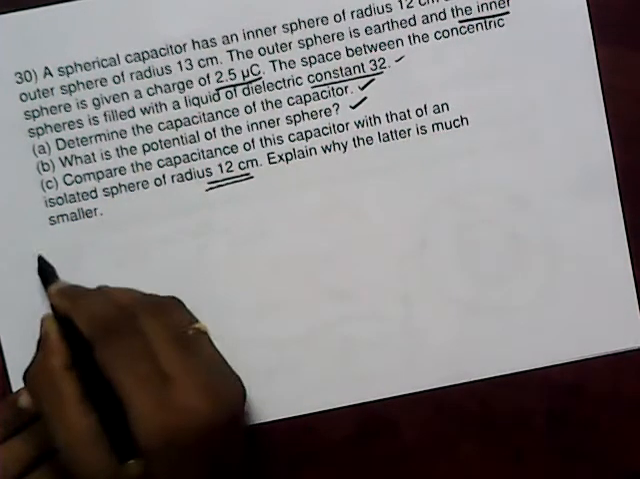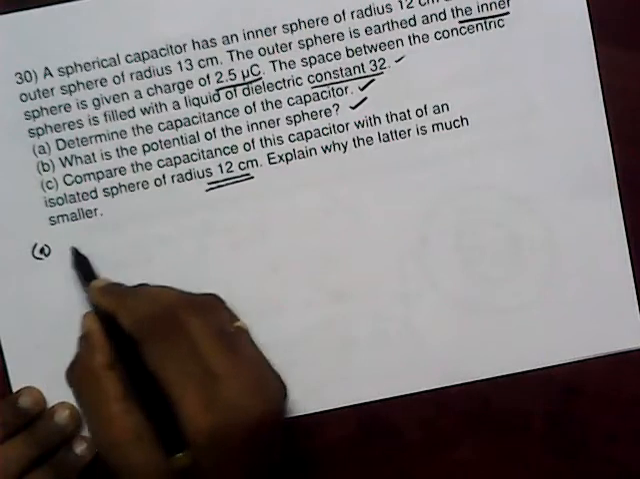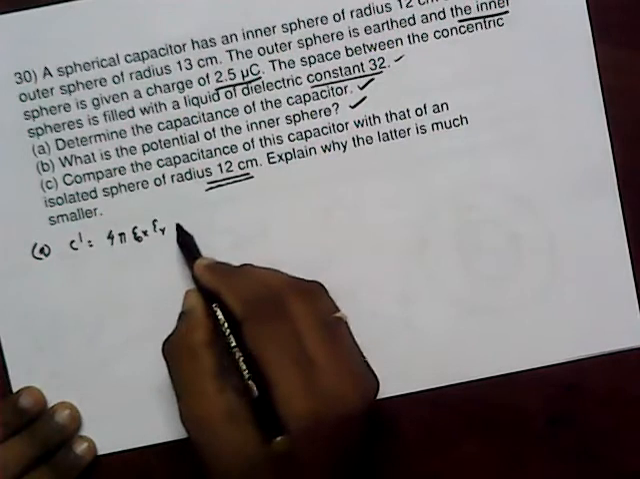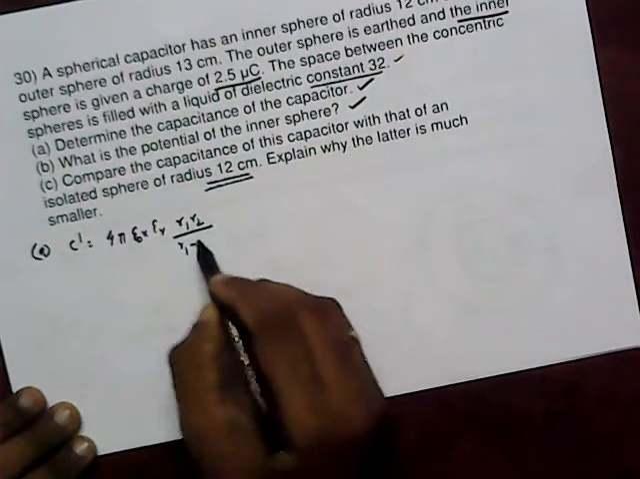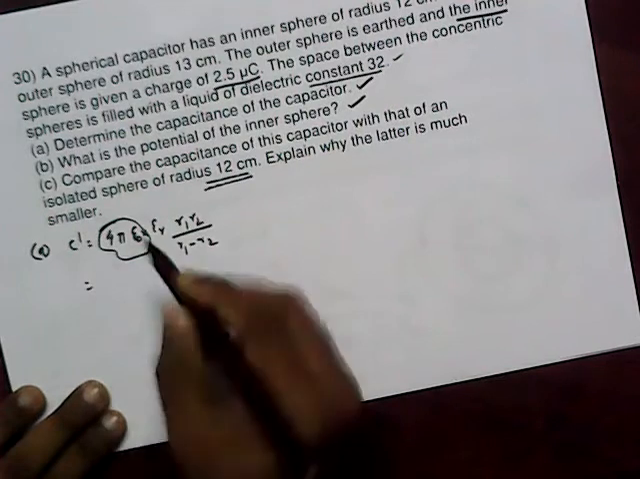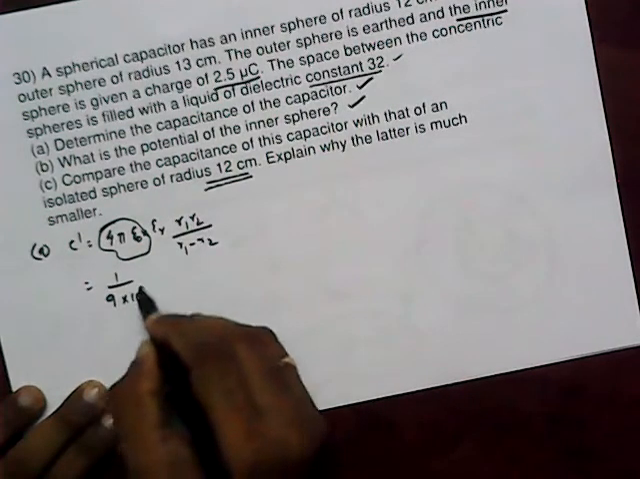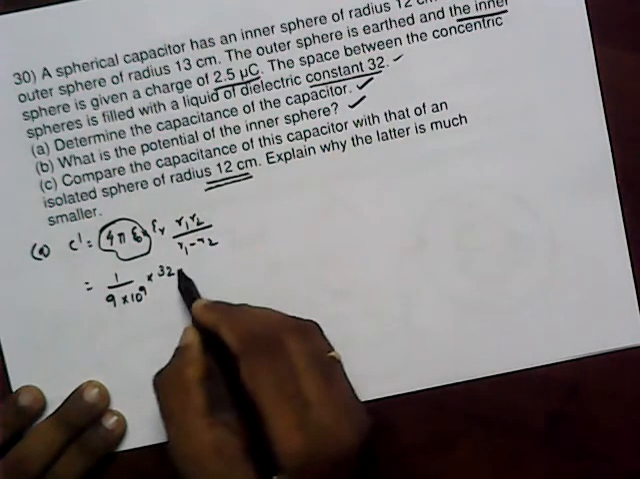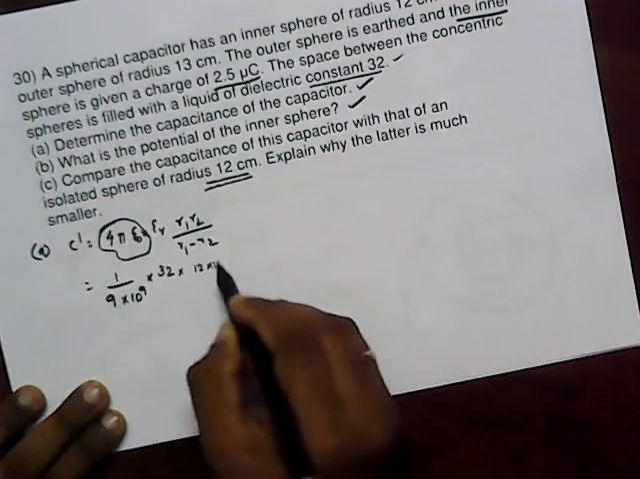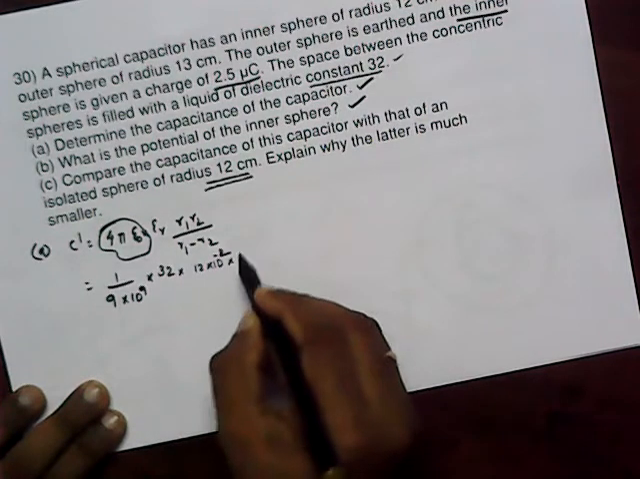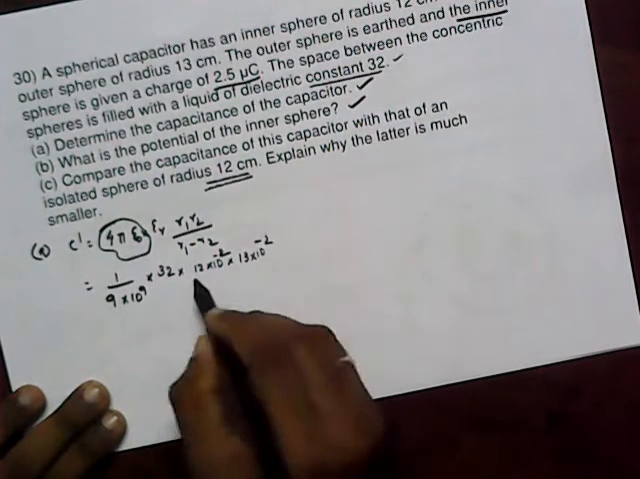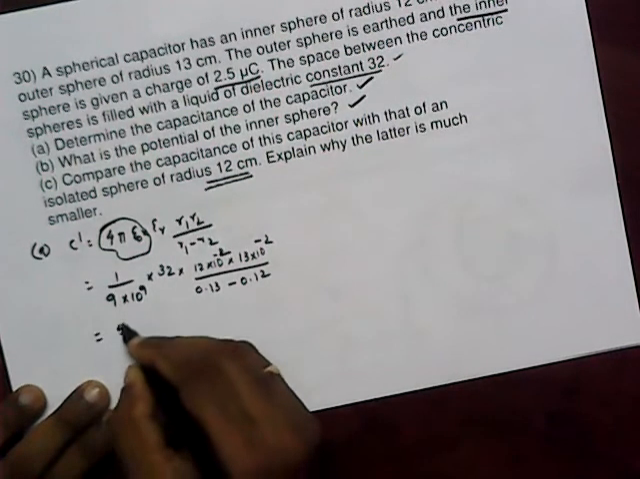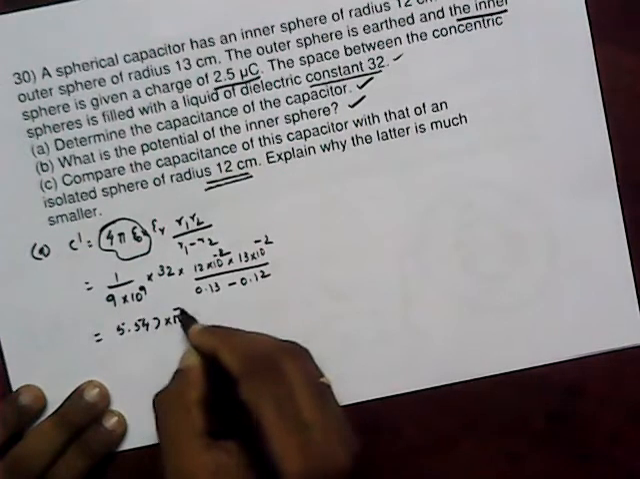So we can go with the first part, A. We know the concept: C is equal to 4 pi epsilon 0 in a dielectric medium, epsilon R, R1 R2 divided by R1 minus R2. You know 1 by 4 pi epsilon 0 is 9 into 10 raised to 9. So the value is 1 by 9 into 10 raised to 9, times epsilon r, which is 32, times 12 into 10 raised to minus 2 times 13 into 10 raised to minus 2, divided by 0.13 minus 0.12. So you get the value as 5.547 into 10 raised to minus 9 farad.